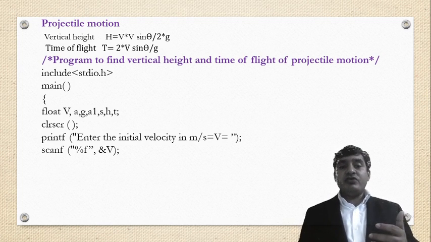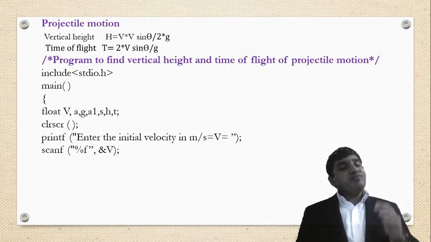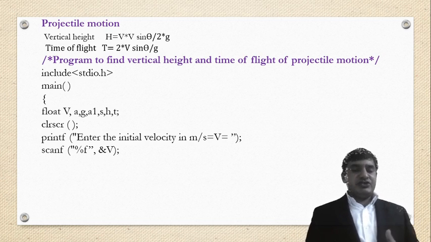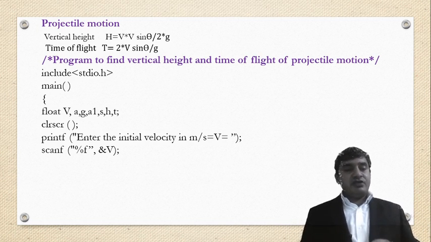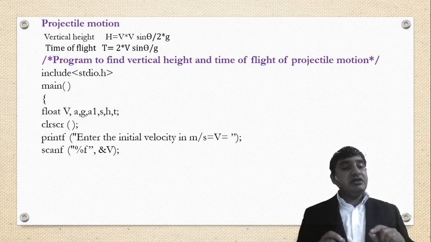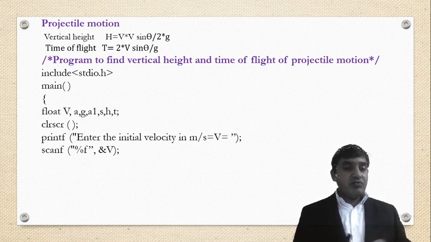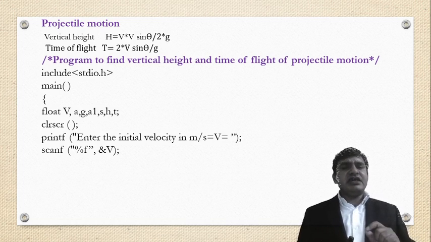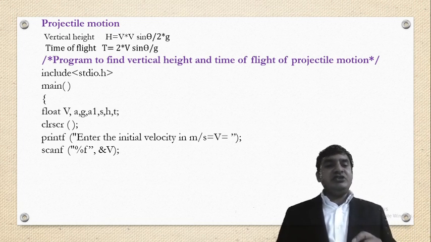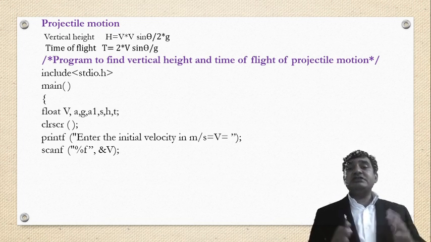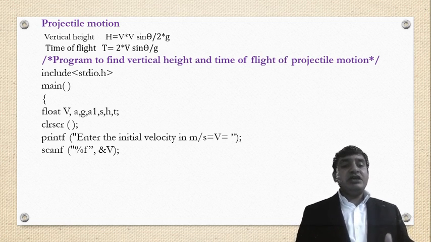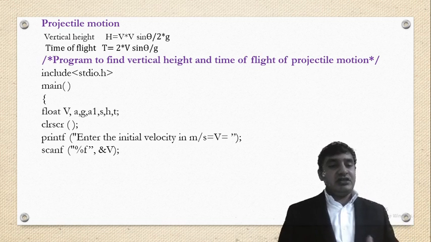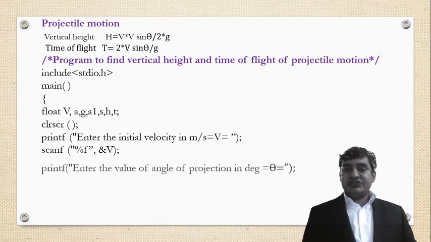Now we have to give input. For that we use the input function, that is scanf. scanf percentage f, which is in double inverted commas. Why do we use percentage f? Because the velocity v is float. So the input is the initial velocity which is in meter per second.